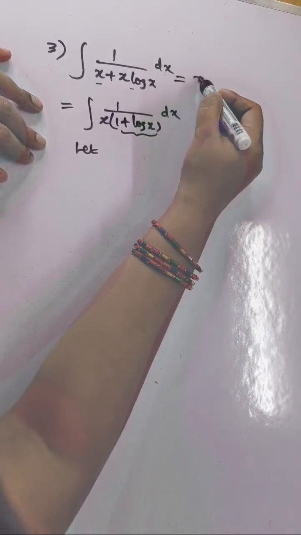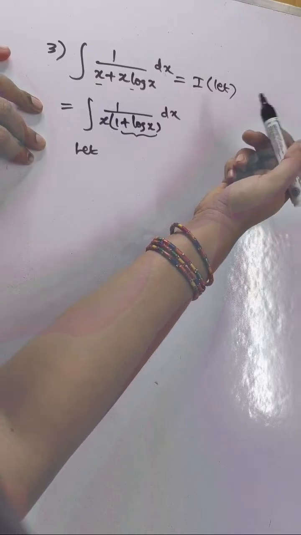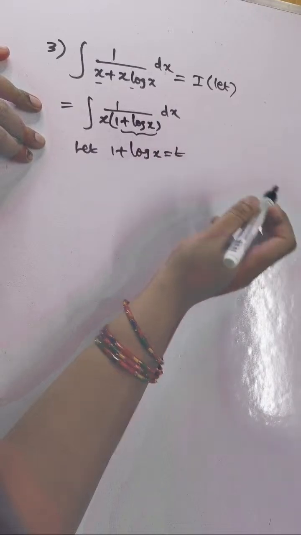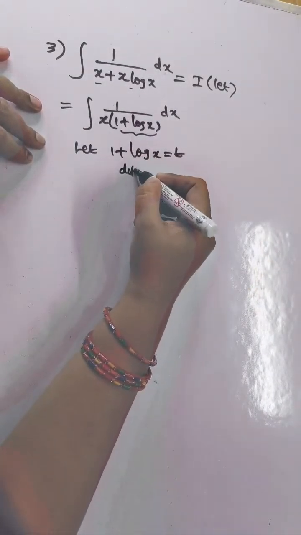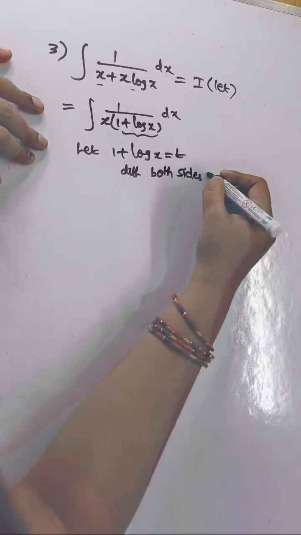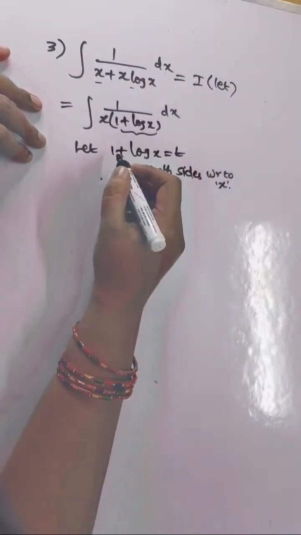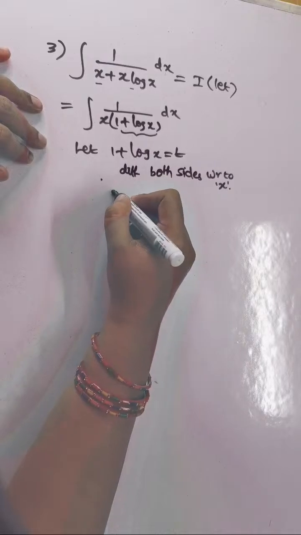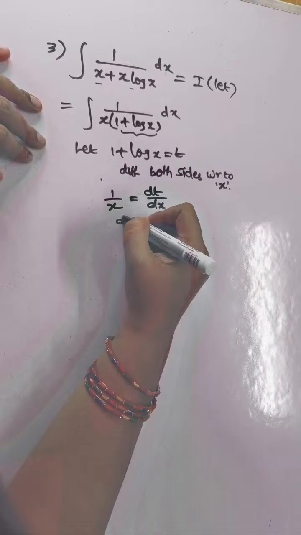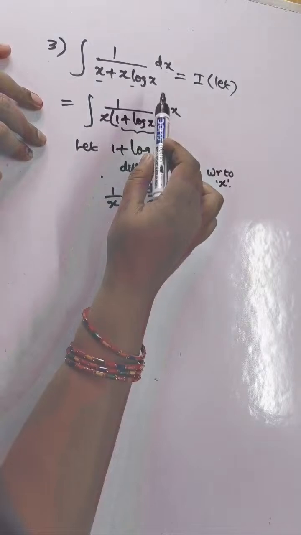Let this be I. For our convenience, instead of writing the question, you can just write I. Let 1 plus log x equal to t. As usual, differentiate both sides with respect to x. So we get the constant as 0, log x gives 1 by x, and t gives dt by dx, or straight away you can bring this dx to the left side. So now we have dx by x.